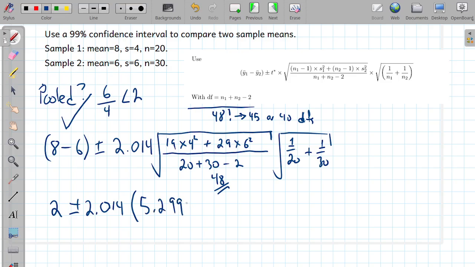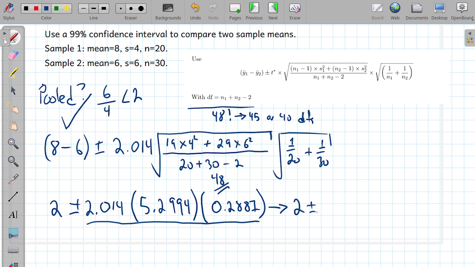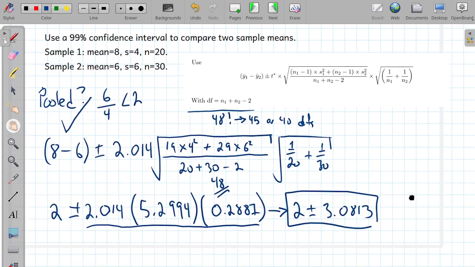Now this works out to 2.994 for the first square root. The next square root is 0.2887. So let's turn this margin of error into one number. So here's 2 plus and minus 3.0813. So that gets us to there. Now let's turn this into an interval at 99%.